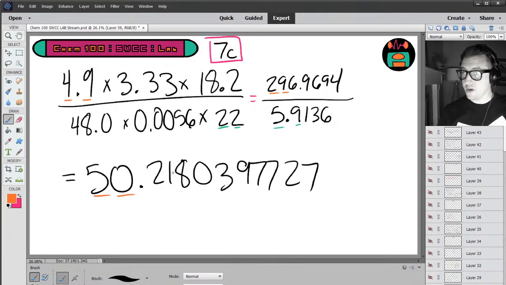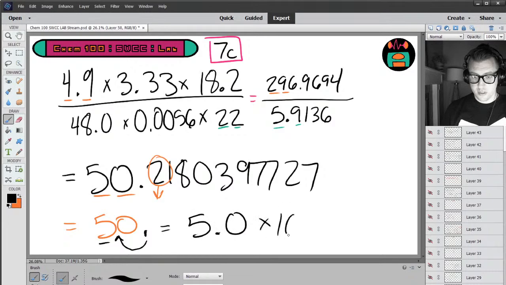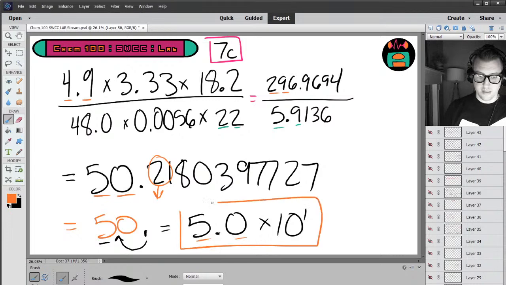After I round this to 2 sig figs, there's going to be a good chance to practice our scientific notation. 2 rounds down, so after I round this, I just get 50. The problem is 50 only has 1 significant digit. So to write this with 2 significant digits, we need to use scientific notation. Our decimal is right here. We're bouncing it over 1 space, so this will be 5.0 times 10 to the first. Again, 2 sig figs, whereas 50 only has 1.